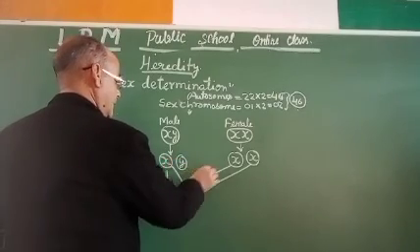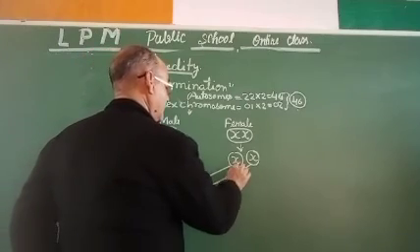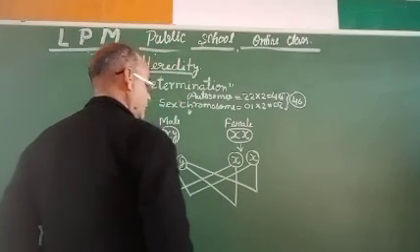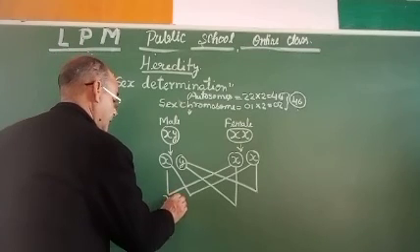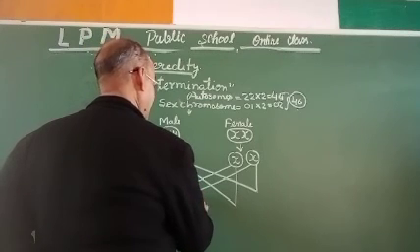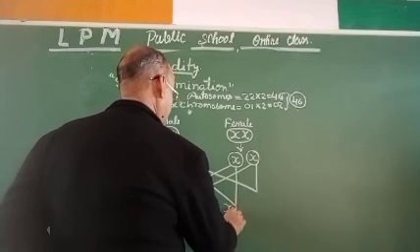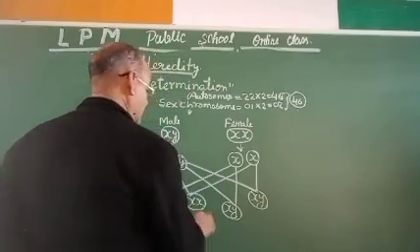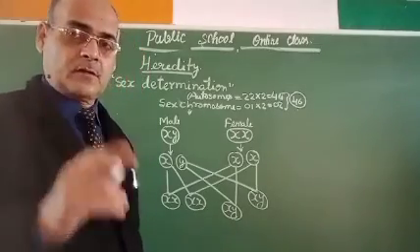This X will combine with this X and this X both, and this Y will get combined with this X and this X. Then what is going to happen? See here the result: the production of XX and again XX, and production of XY and XY. So the ratio of the reproduction between male and female is 1:1. This is the natural ratio.